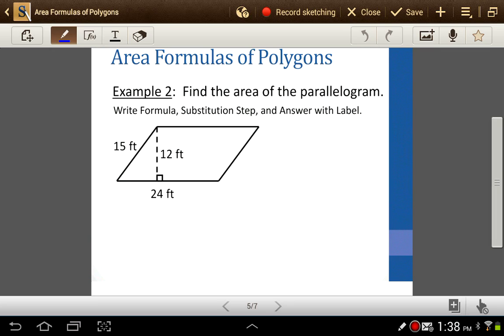In example 2 here, we're going to find the area of the parallelogram. Again, write the formula, substitution step, and the answer with the label. So I look for my area of the parallelogram formula. That is area equals base times height. So that's what I'm going to use.